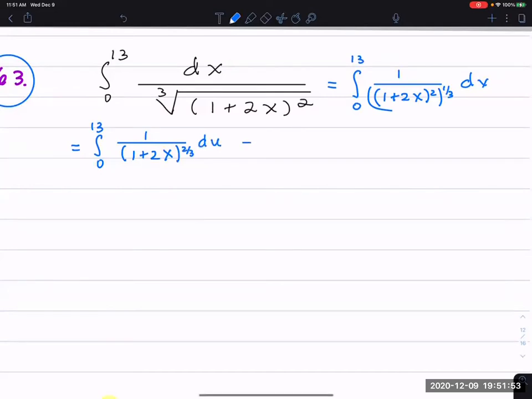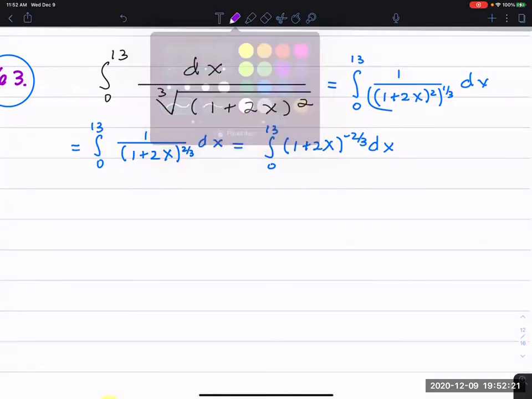And then, oops, I don't want du, I still want dx. Okay, then I write 1 plus 2x to the negative 2/3 power dx. I am just prepping myself because I'm going to integrate. Raising to the negative 2/3 power is what I need to have if I'm going to integrate. Now, I feel like it's clear what u should be.